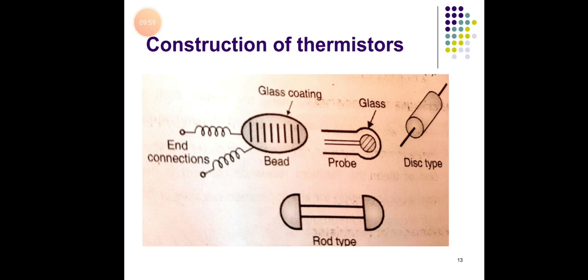Now construction of thermistors. The thermistors are constructed using materials such as a mixture of sulfides, selenites, oxides of manganese, nickel, cobalt, iron, copper, etc. They are available in various configurations as shown in the figure, such as small beads, discs, rods, etc.